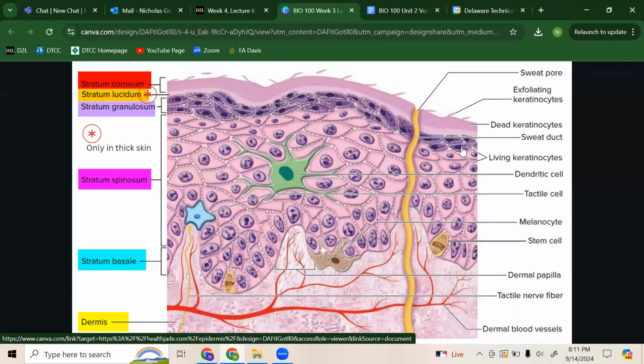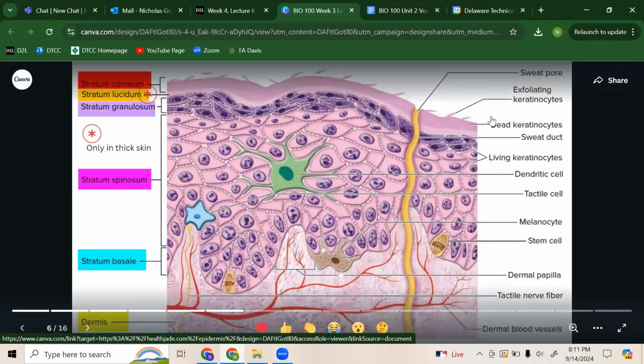So they've gone through that keratinization process. And in our stratum lucidum and mostly in our stratum corneum, they're actually dead cells. So they're fully hardened and dead. A couple other things to highlight here.